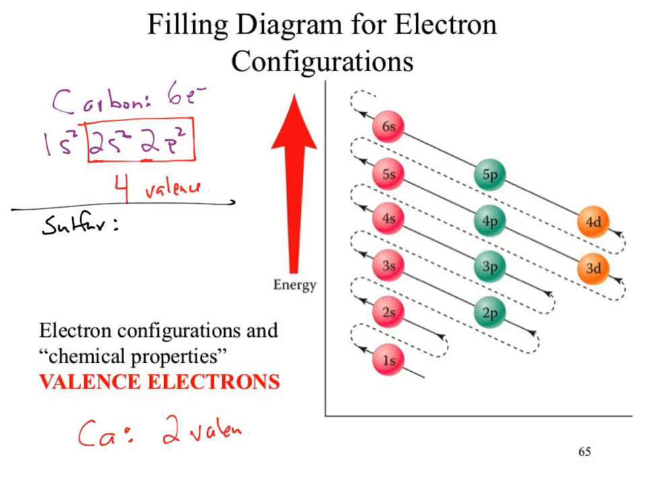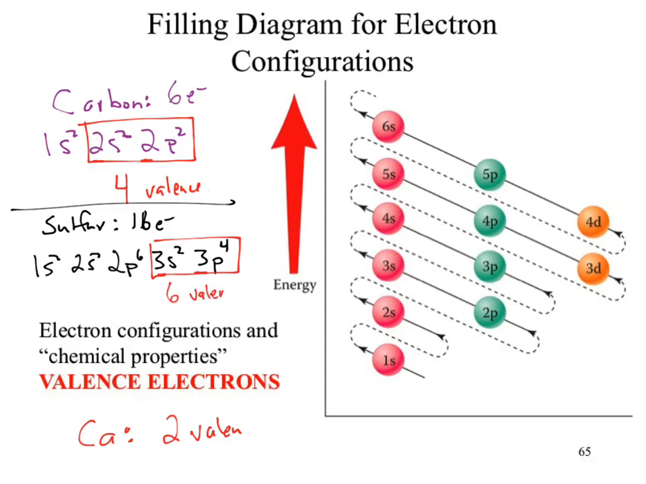Sulfur's total electrons, 16. Whoops, that's a 6. 1s2, 2s2, 2p6. Sulfur's in the third row, so I need to move to 3s2, 3p. Sulfur's in the 1, 2, 3, fourth column, 3p4. Yeah? Highest energy level? 3. How many valence electrons does sulfur have? 6 valence. So far, so good. Okay.